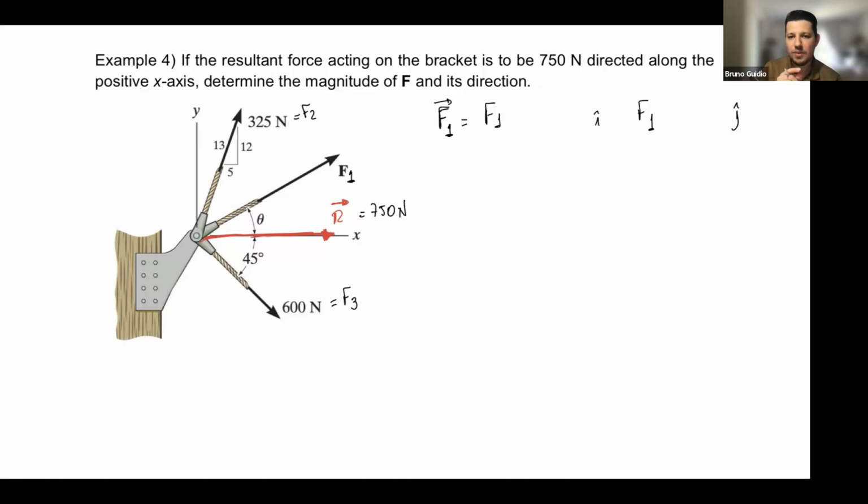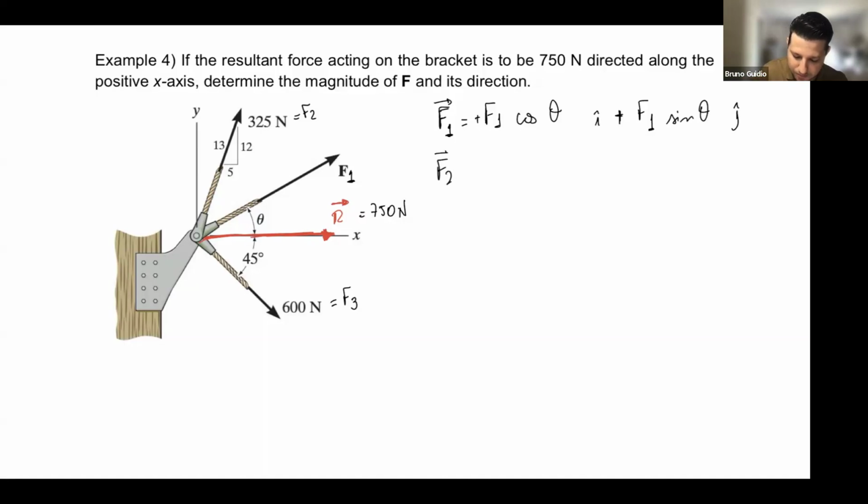Its components, are they going to be positive or negative? Well, for F1 here, x and y, both of them positive. Positive, positive. So far, so good. The angle is measured from the x-axis, meaning that this is going to be cosine of theta, and this is going to be sine of theta. This is what I can write about F1. Please stop me if you have questions.